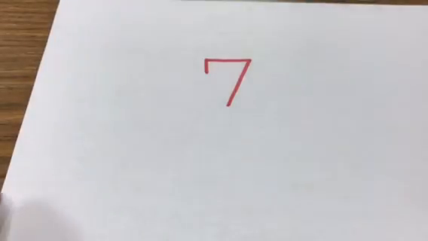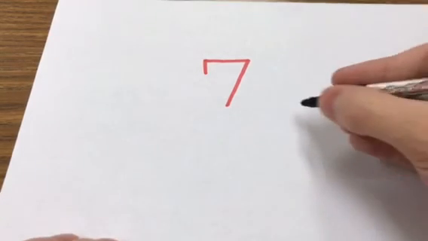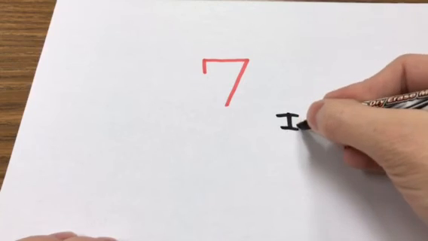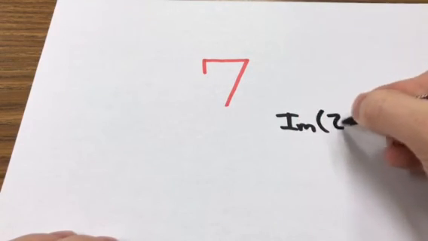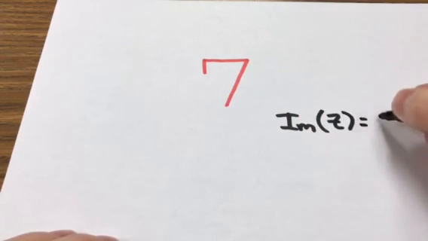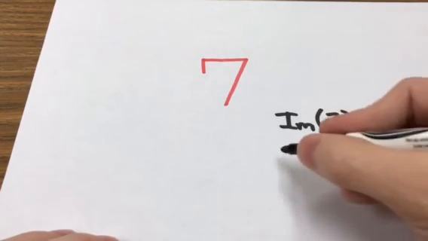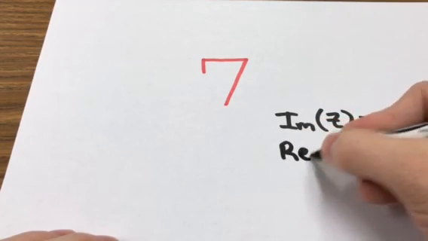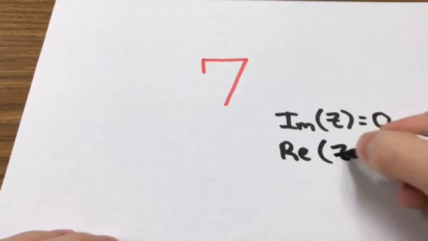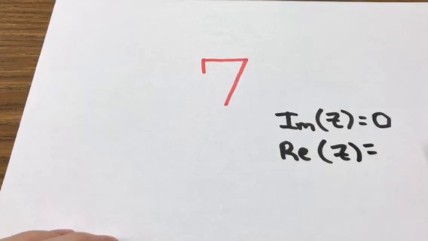Okay, let's go ahead and try one more. 7. Okay, so there is no i in this complex number. So what I'm going to say is that the imaginary part is, can you guess it? It's going to be 0. While the real part is, well, can you guess it? It's 7, right?